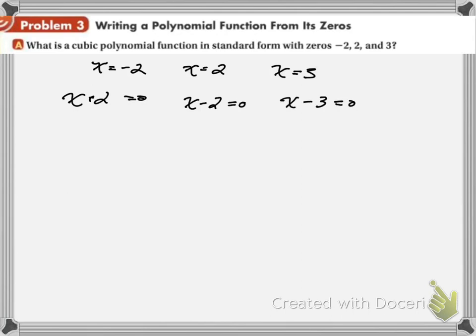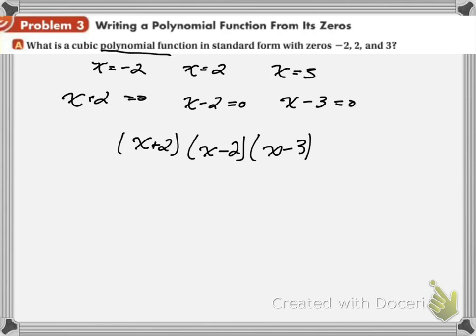Now these are what my zeros are. Okay, so let's go ahead and write them out. x plus 2 times x minus 2 times x minus 3. Well, how do I get it back into a polynomial? Okay, well, I need to FOIL. I need to start foiling all of it.